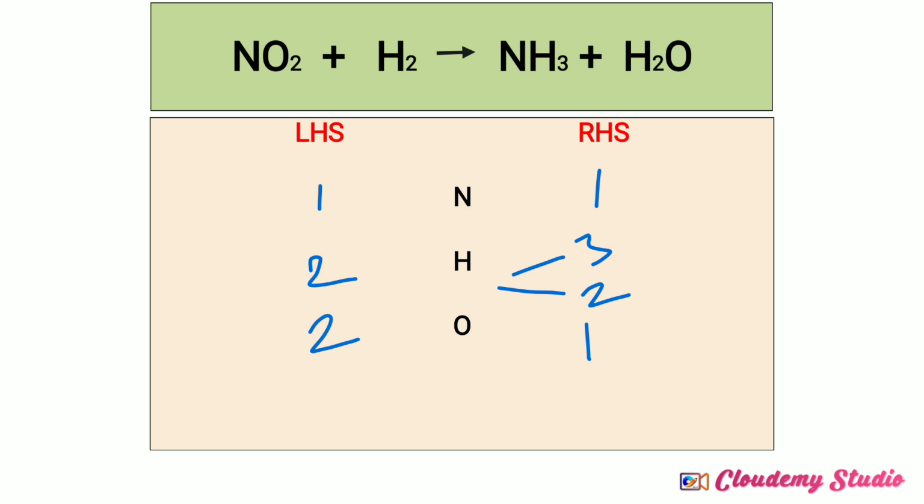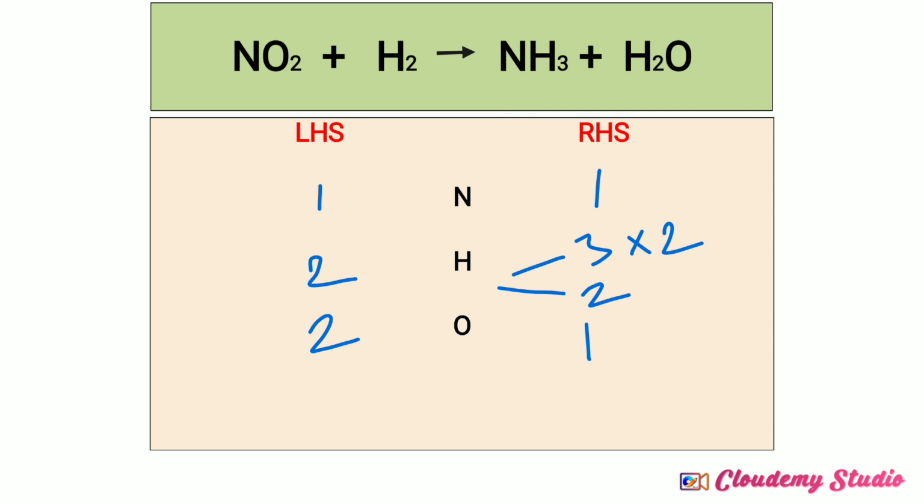When we check all the atoms, hydrogen at the left hand side 2, that's an even number. But the hydrogen at the right hand side at one place 3, that's an odd number. So this odd number must be made into an even number by multiplying by 2. This 2, where do we need to write it as a coefficient? Where is this odd number hydrogen? In ammonia. Here only these 3 hydrogen atoms are there. Therefore, this 2 has to be placed as a coefficient of ammonia.